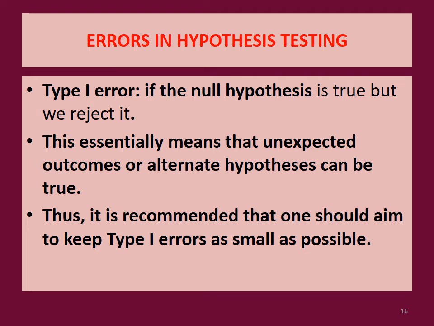Then what do we need to do? All experimental errors are very difficult to reduce or minimize. We need to minimize it, but it is very difficult to remove it. Therefore, what we need to do is reduce this type 1 error as small as possible. That's the thing we can do.